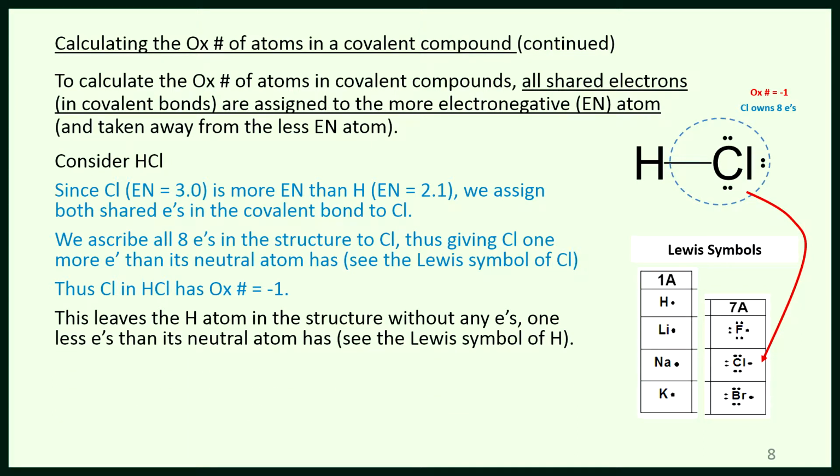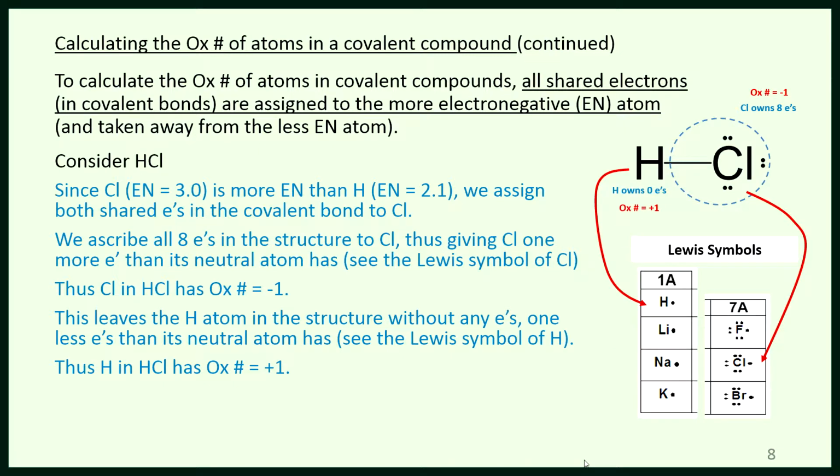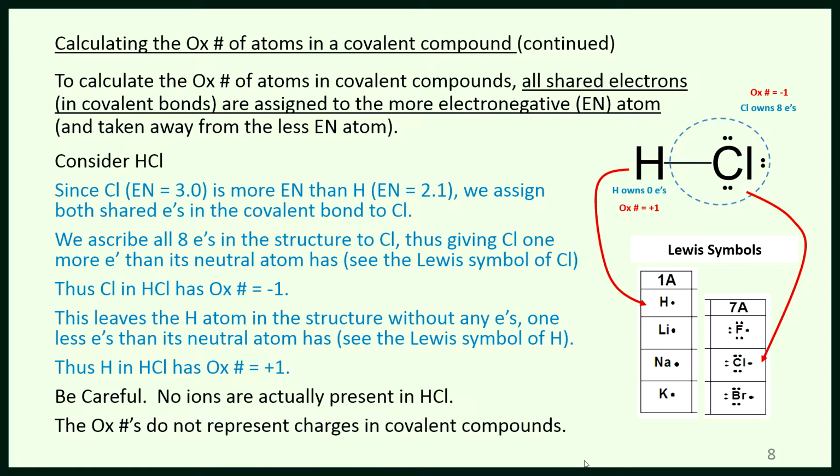And this leaves hydrogen in the structure without any electrons, 1 less electron than the Lewis symbol. Again, this is a neutral atom of hydrogen owning 1 electron. This has none. Therefore, the oxidation number of hydrogen in HCl must be +1. Be careful here. There are no ions actually present in HCl. It is not an ionic compound. In these cases, the oxidation number does not represent the electric charge. We'll summarize this at the end to clarify.